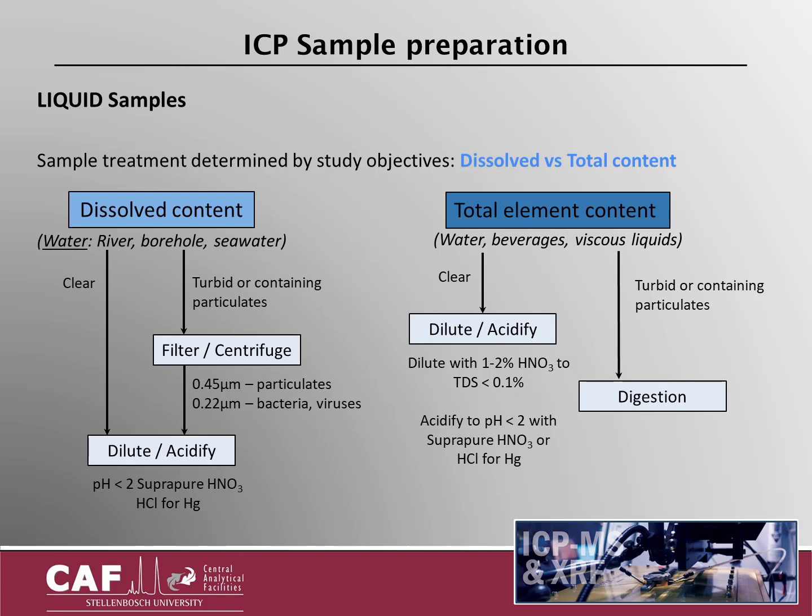If the sample does contain some particulates, you either filter or centrifuge the sample. Different filter sizes can be used: 0.45 micron if you only want to remove particulates, 0.22 micron if you want to remove bacteria or viruses or ultrafine particles. The sample can also be centrifuged. That doesn't introduce any additional sources of contamination. Then after filtration or centrifuging your sample, it's again acidified and ready for analysis.